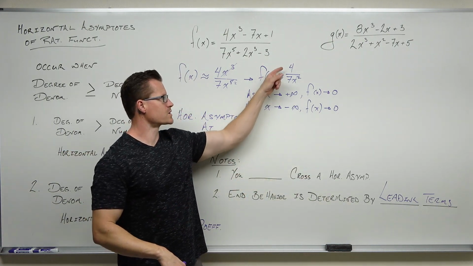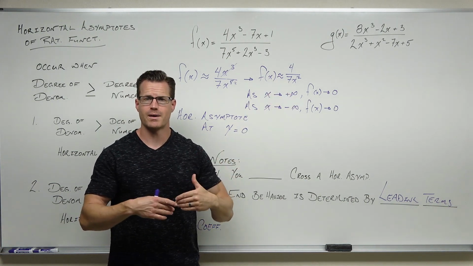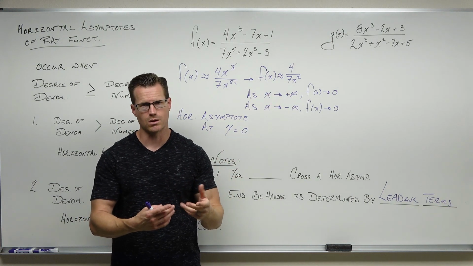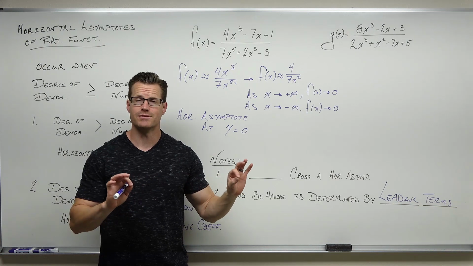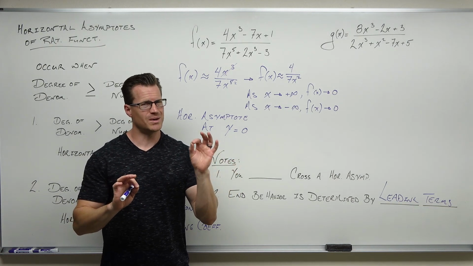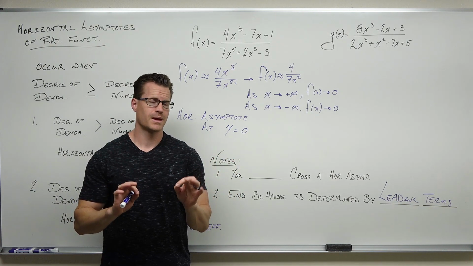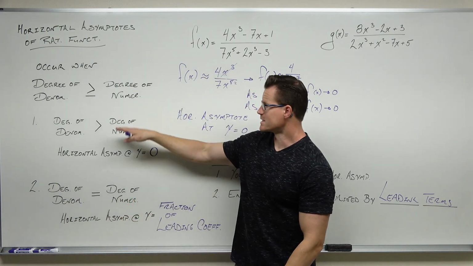In this case, 4 stays the same. This gets enormous. 4 divided by enormous is close to 0, approaching 0. That's the idea of an asymptote. It gets really close, but does not ever touch it. That's what we're doing. That's why this is here. Hopefully you can see it now.